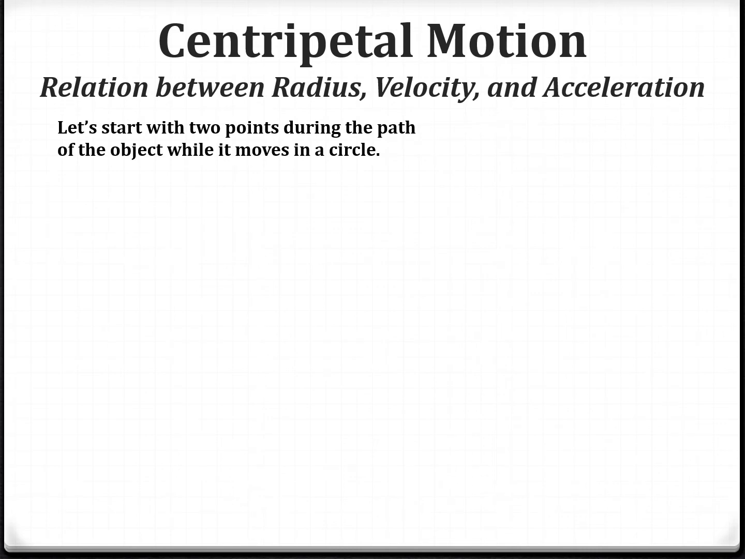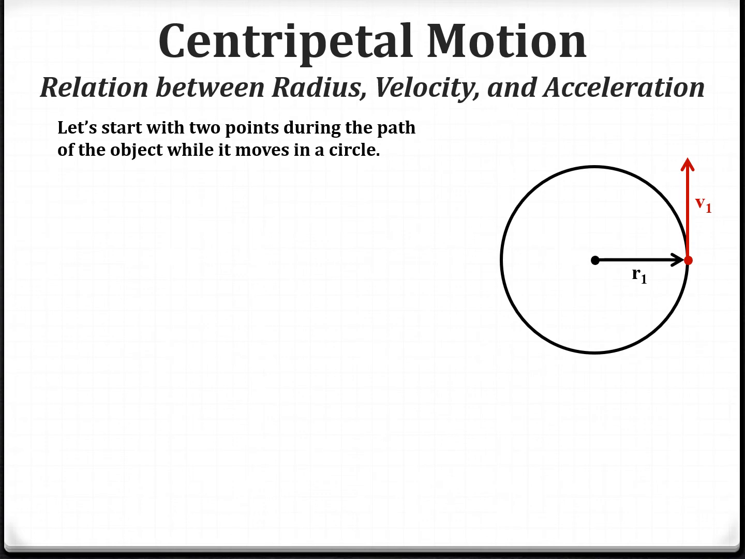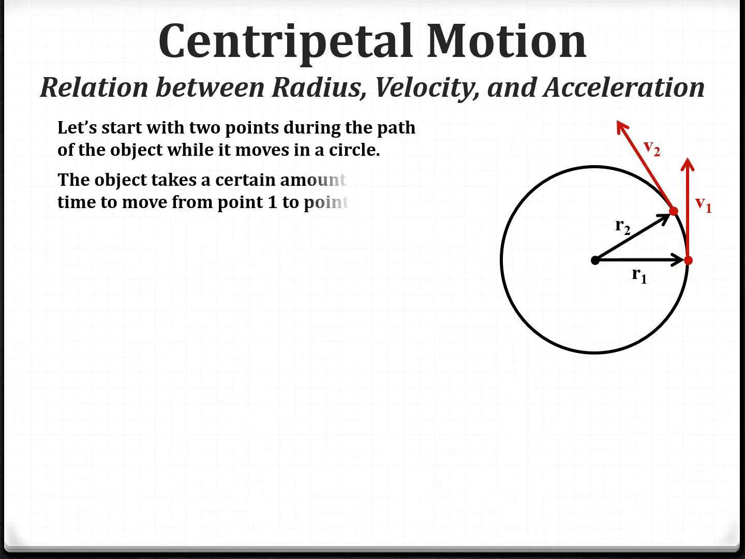All right, let's talk about 2 points in the path because we're going to develop an equation out of this. Let's suppose we have this point right here where the radius is radius 1, velocity 1, and then it moves to position 2, just a little bit of time later. It takes a little bit of time to get from point 1 to point 2 as it's moving around in a circle.